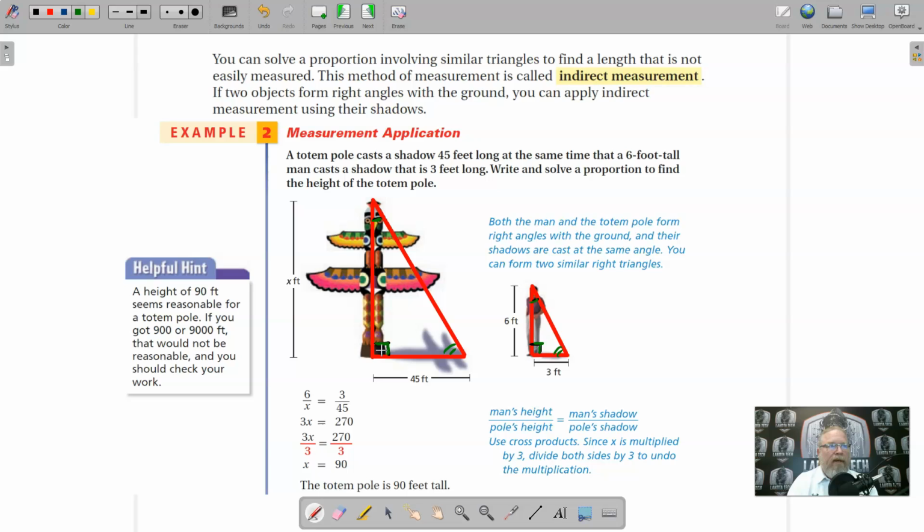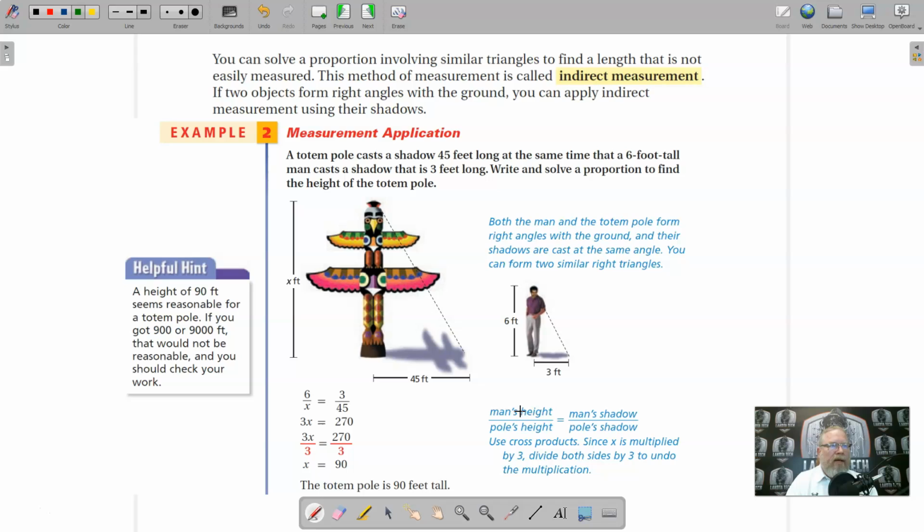The angle at the base of the totem pole and the base of the man are both right angles. The angle at the top of the totem pole and the angle at the top of the man are both congruent because the sun is striking both of them at the same angle. Since those two angles are congruent, the third angle is congruent as well. Therefore, these are two similar triangles. So I'm going to erase all this overwrite, clean that up a little bit, and look at this.